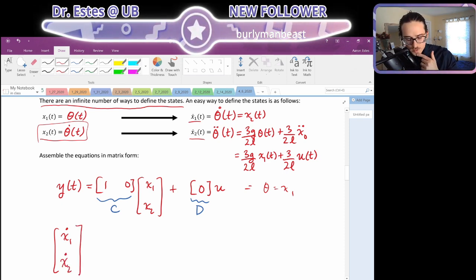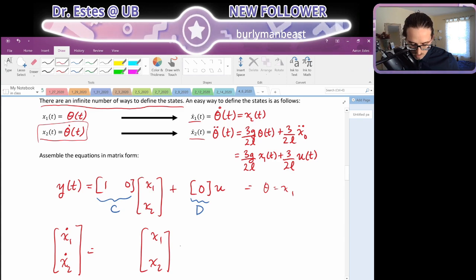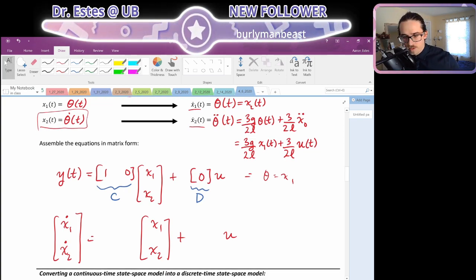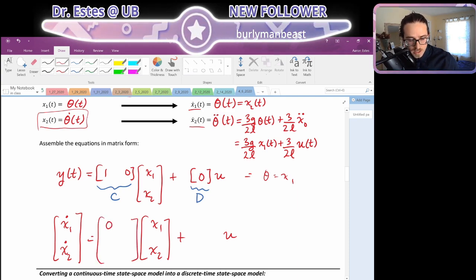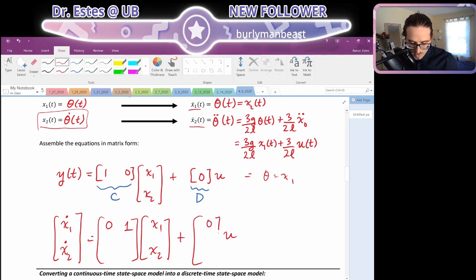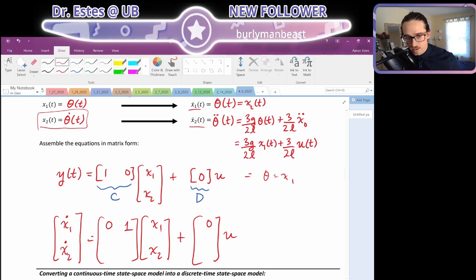So x1 dot, x2 dot, it's going to be a matrix times my states plus another matrix times my control input. So this is a little more difficult, but it's just matrix math once again. I know x1 dot should just be equal to x2. So it would be 0 times x1 plus 1 times x2 plus 0 times u, because I know x1 dot doesn't depend on the input at all. So that's my x1 dot equation.